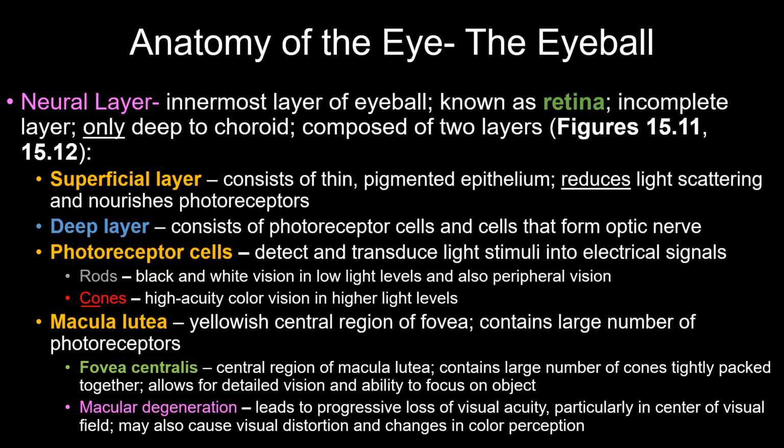In the center of the macula lutea is an indented area called the fovea centralis. Fovea just means pit, so this is the central pit of the eye. In this, you're going to find cones that are very tightly packed together. And so this high density of cones makes the fovea centralis this high definition area of the retina, and it allows for extremely detailed vision as we focus on a particular object.